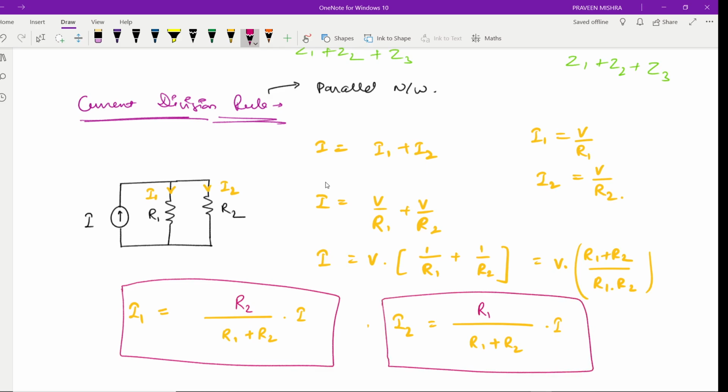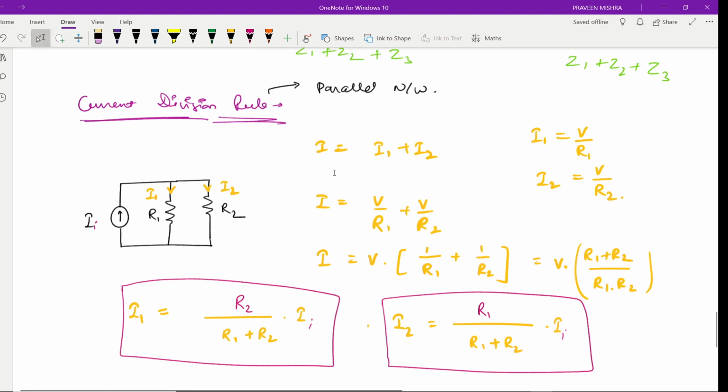If you know the value of the total input current I or something like that, you will get the branch current or path current in relation to the input current. Okay.